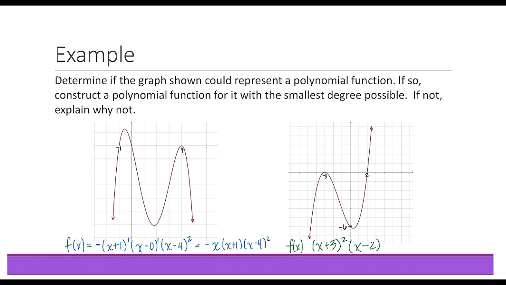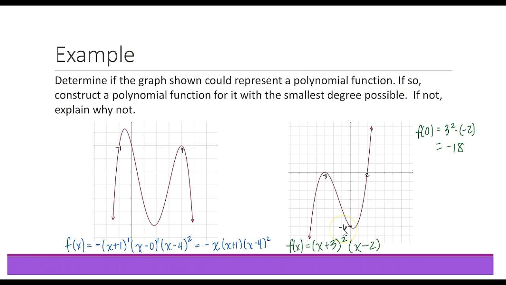So we have f of x is currently (x plus 3) squared times (x minus 2). So let's see what happens when I plug in 0 into that. What is f of 0? Well, that's 0 plus 3 squared, so 3 squared, times 0 minus 2, so times -2. So we end up with negative 18. 3 squared is 9, 9 times -2 is -18. We don't want -18 as the y-intercept.